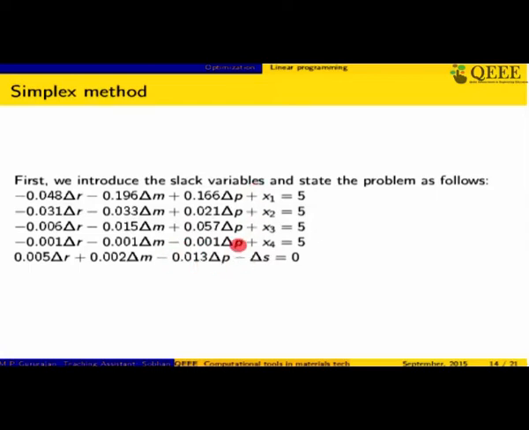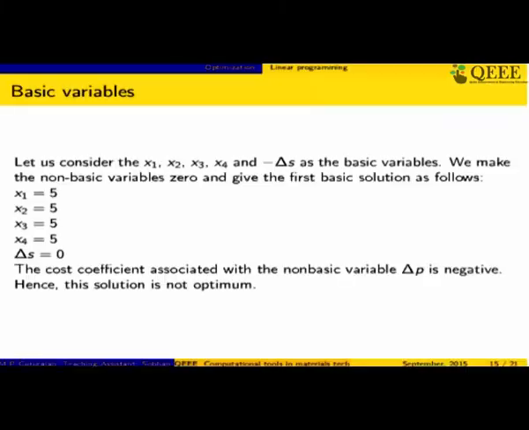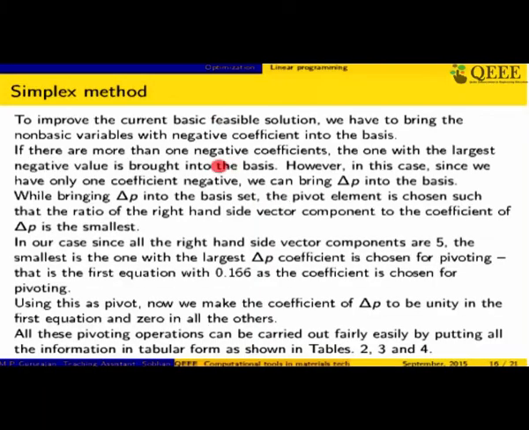Now the question comes as to which one of these I am going to replace, right? Any one of them can be replaced, and that becomes a non-basic variable, and delta p becomes the basic variable. We can do that. Then that is the algorithm. So the simplex algorithm tells you how to do that, and here is the description. Okay, so we have a current basic feasible solution in which we have x1, x2, x3, x4 as 5 and minus delta s as 0.